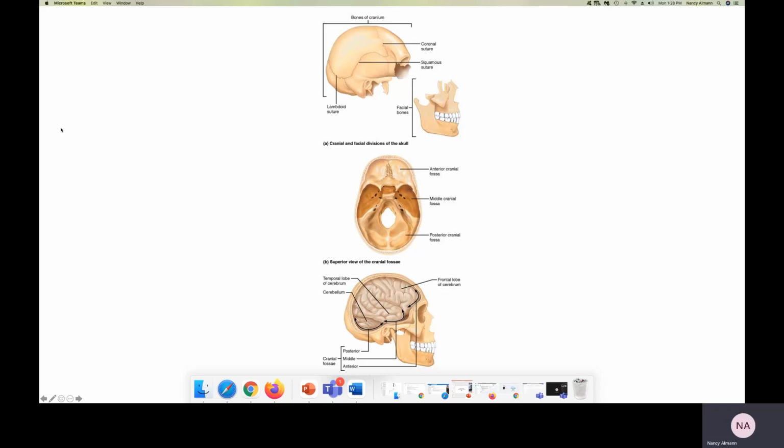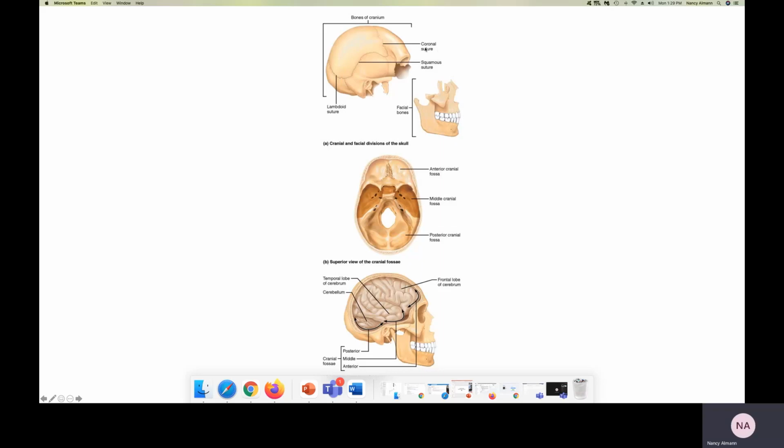And you remember there's a lot of collagen in fibrous connective tissue. So there will be a lot of tensile strength associated with those fibers. The coronal suture will attach the frontal bone to the parietal bones. So if you can see my cursor, here's the frontal bone, here's the parietal bone. This is the coronal suture.